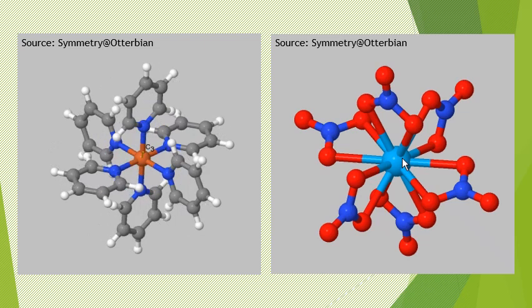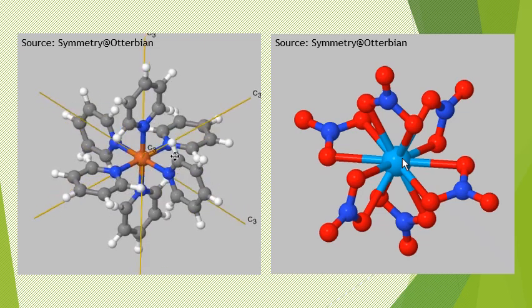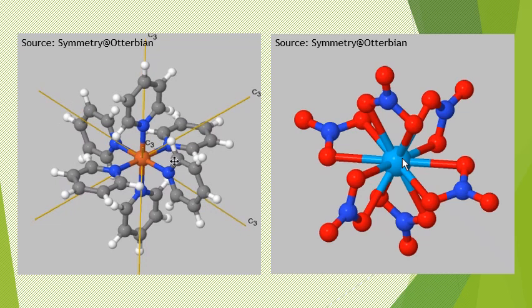And in fact, we know for an octahedral complex we can identify 4 such C3 axes. So 4 such C3 axes can be easily identified. We can see them here. So 4 such C3 axes are present.